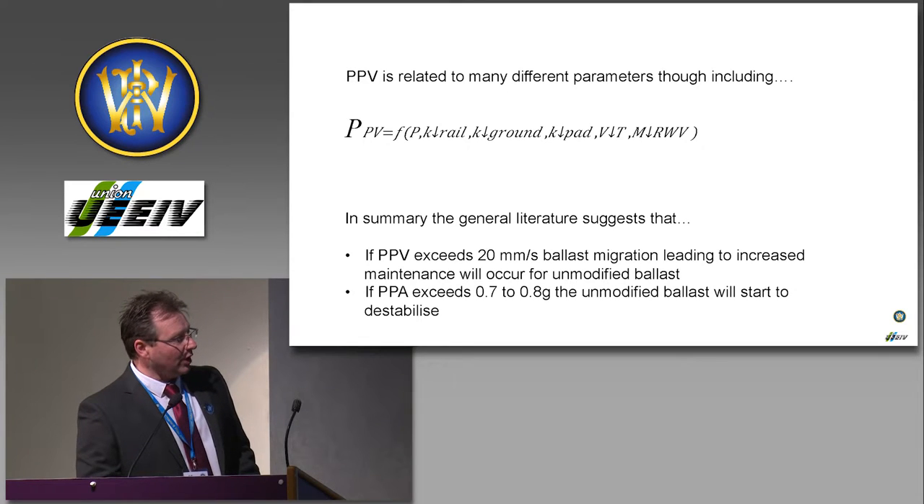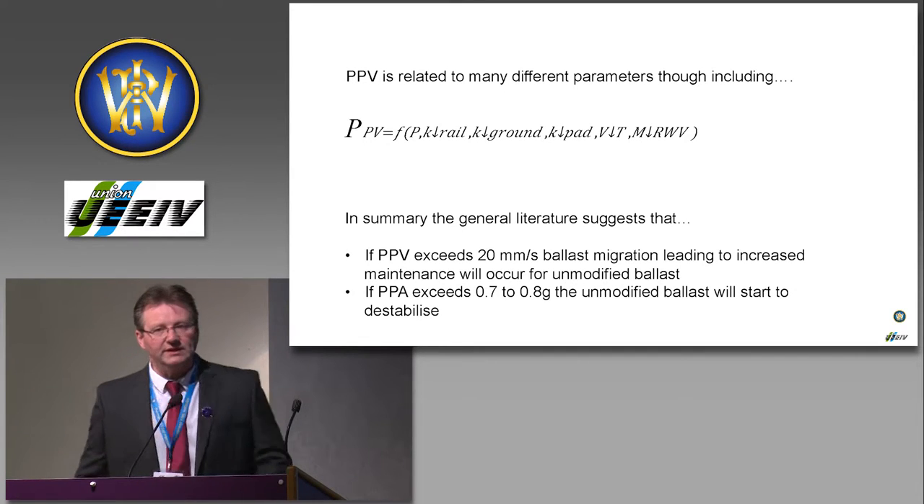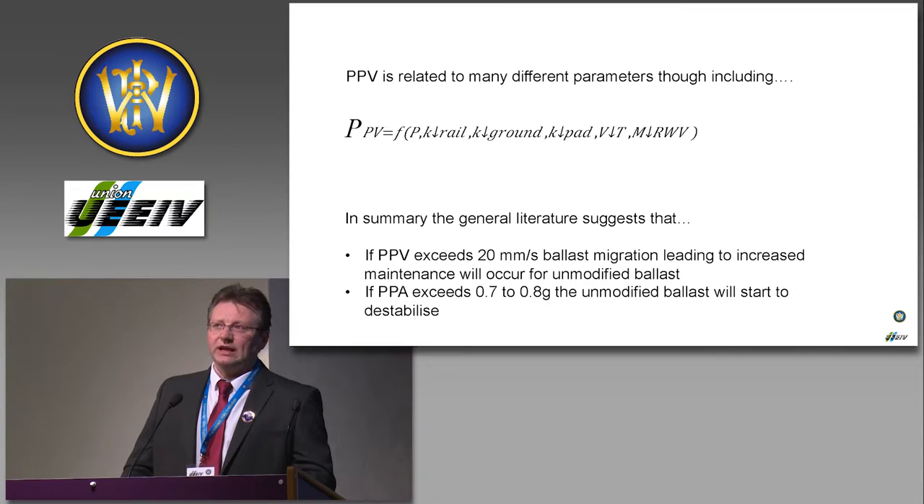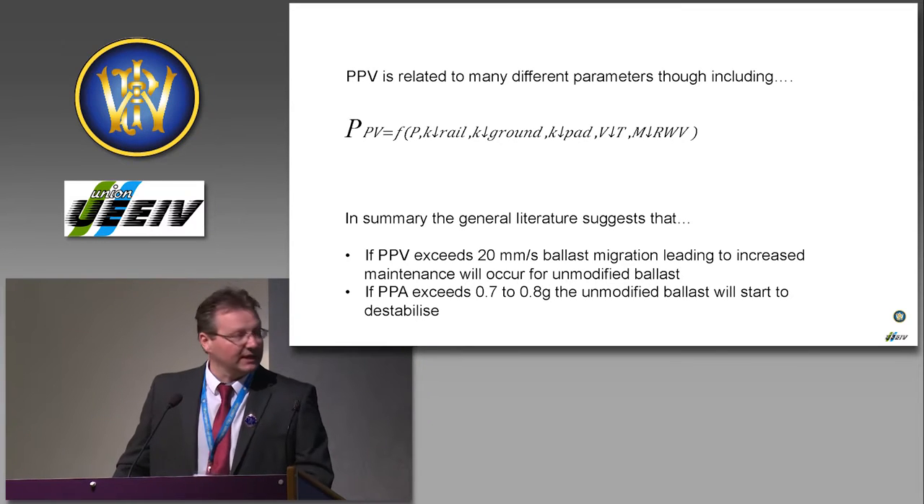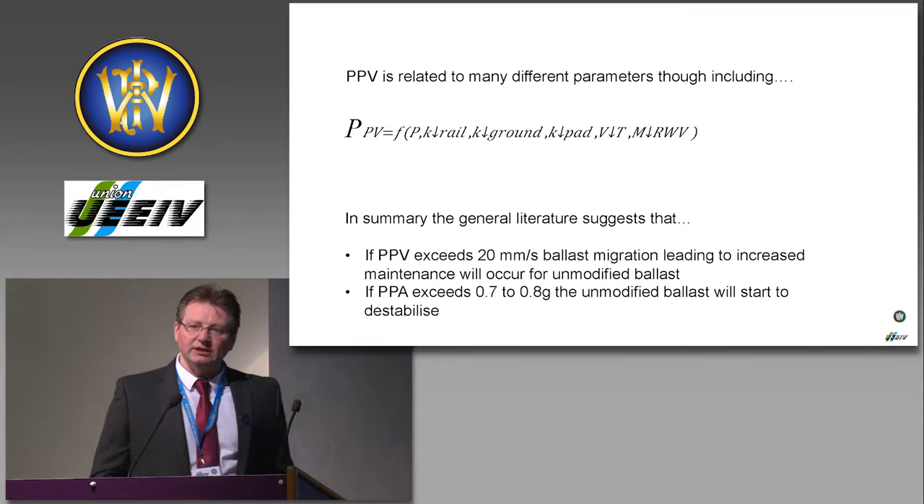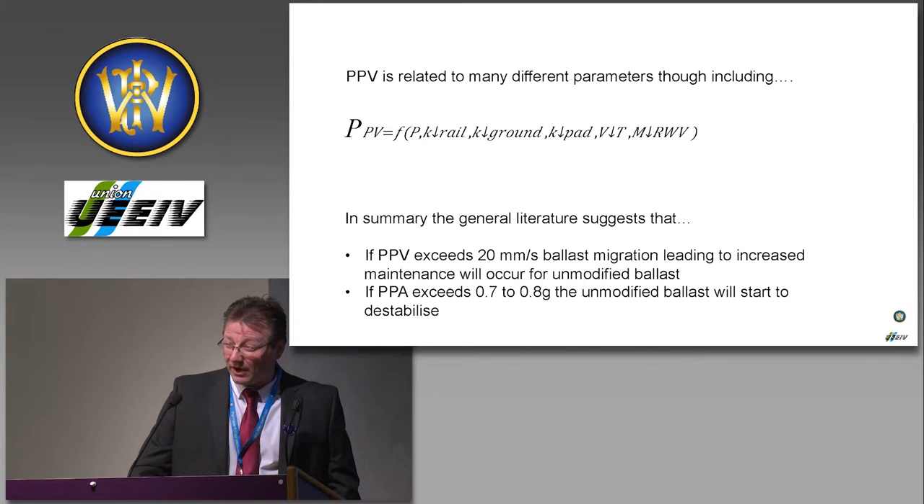The recent work, and I saw the publication for this, was looking at the acceleration level within the ballast, which was suggesting once the ballast acceleration level exceeded 0.75 g, the ballast would actually start to destabilize. And that was work which came out of Germany.